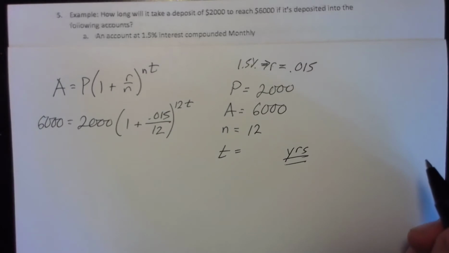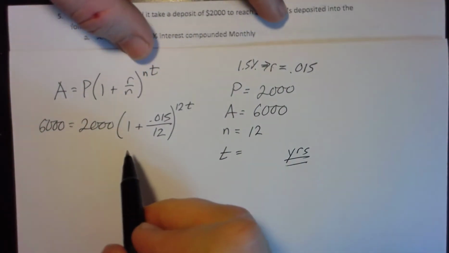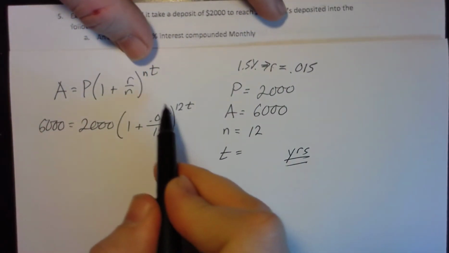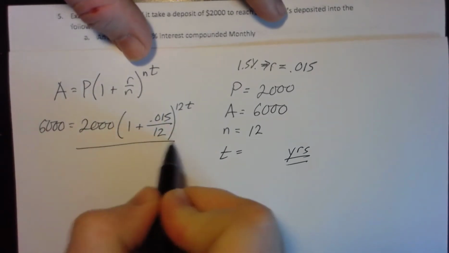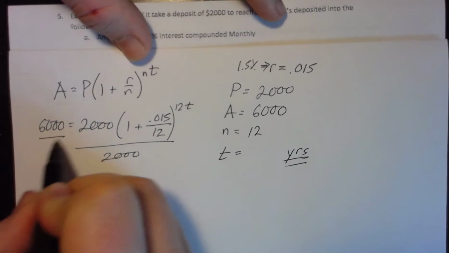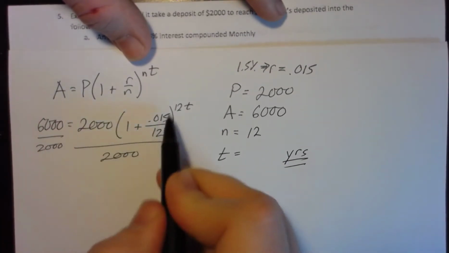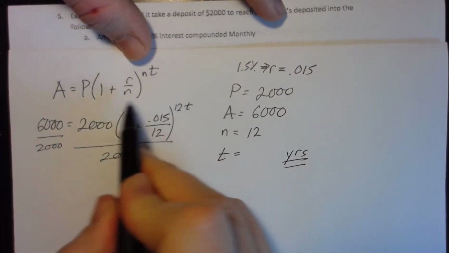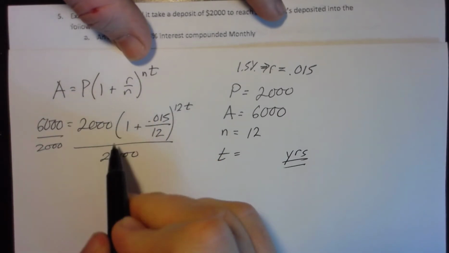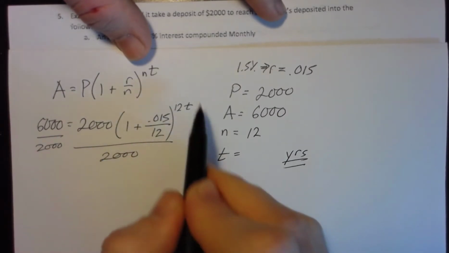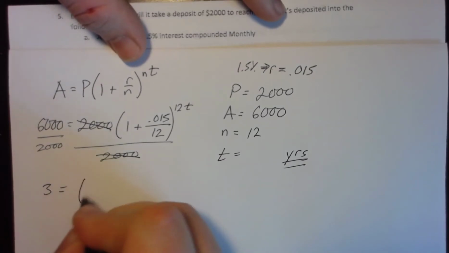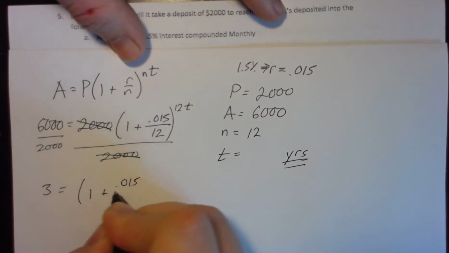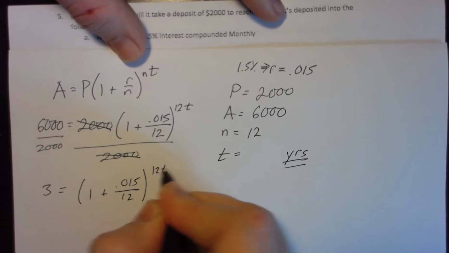Now, a few things you can do in this problem. The first step, if I'm solving an exponential equation, is to get the exponential function by itself. So I'll divide both sides by this 2,000. That 2,000 multiplication is simply sitting in front of the exponential. This part has the power of t on it, so this is my exponential expression. When I divide by 2,000, these two things cancel out. I'm left with 3 is equal to 1 plus 0.015 divided by 12 to the power of 12t.